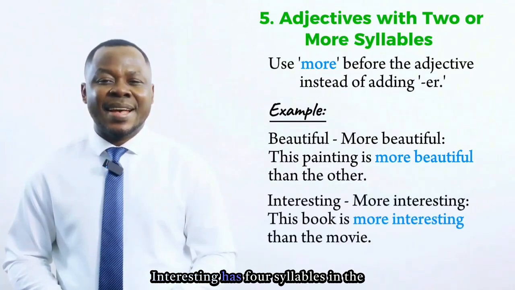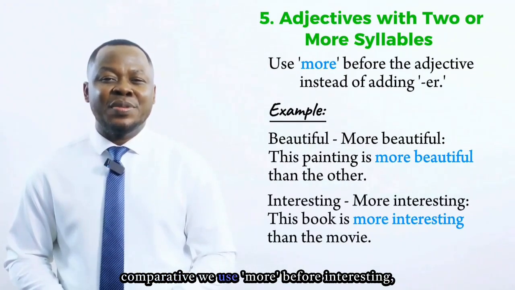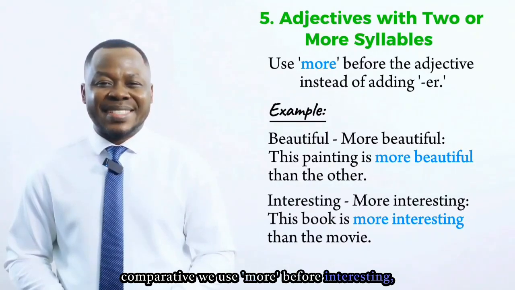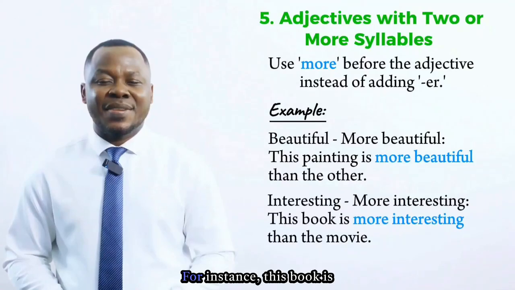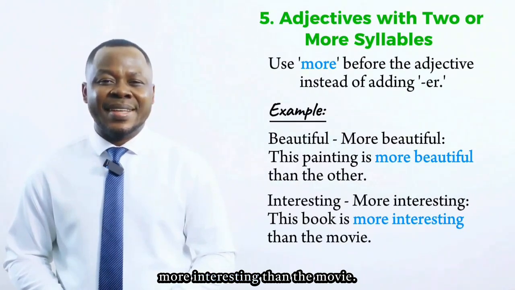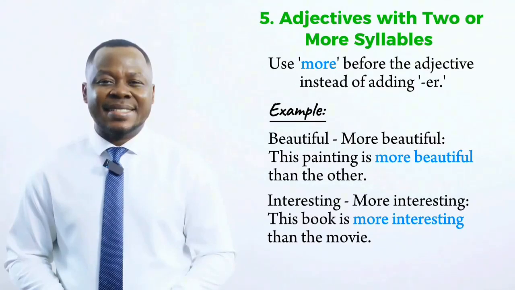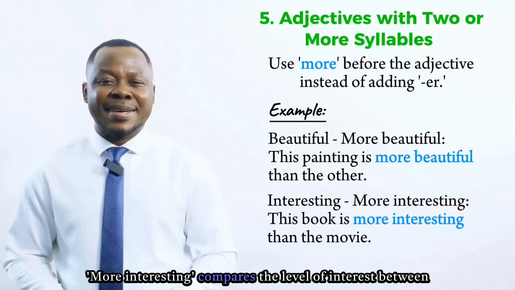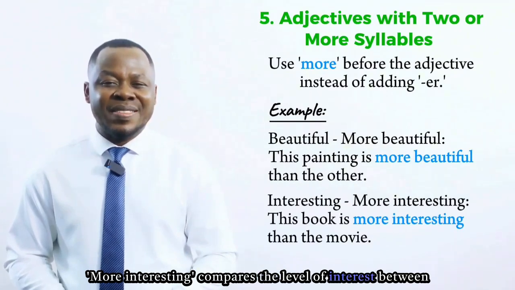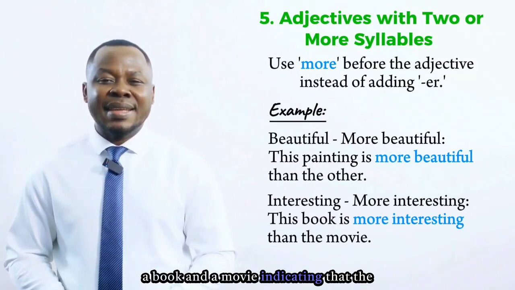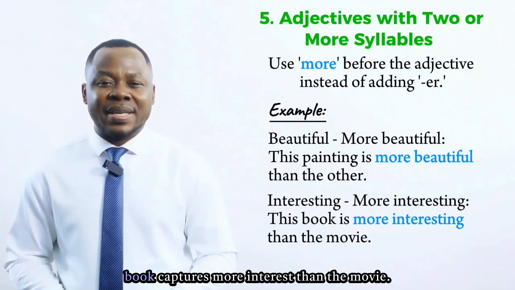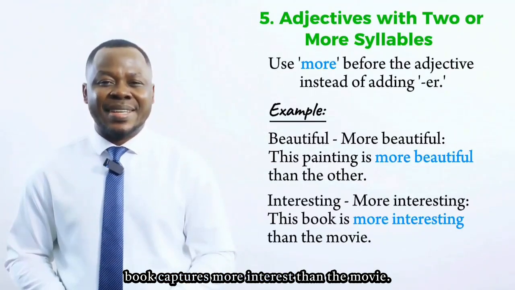Interesting has 4 syllables. In the comparative, we use more before interesting, which becomes more interesting. For instance, this book is more interesting than the movie. More interesting compares the level of interest between a book and a movie, indicating that the book captures more interest than the movie.